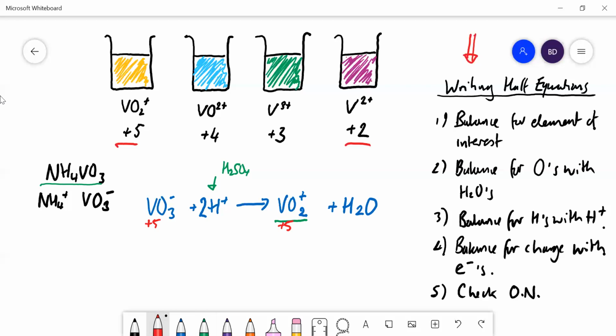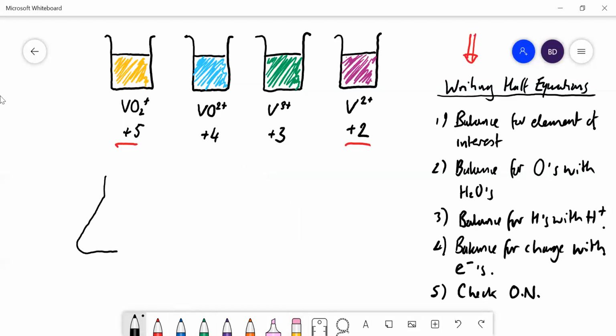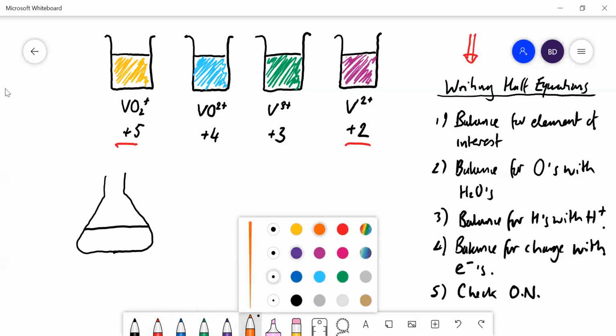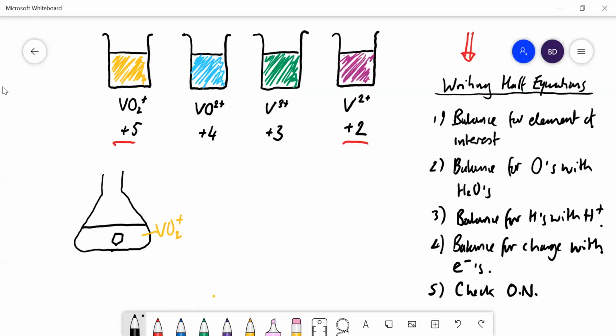What you normally do then is get a conical flask. I'll tell you why: it's easier to keep the air out of it than with a beaker. You put your dioxovanadium ion solution in there, so I'll do that in yellow. So it's the VO2+ in there, so that's yellow, and you put some zinc granules in there. And you make sure that this is dilute sulfuric acid, to keep it acidified.